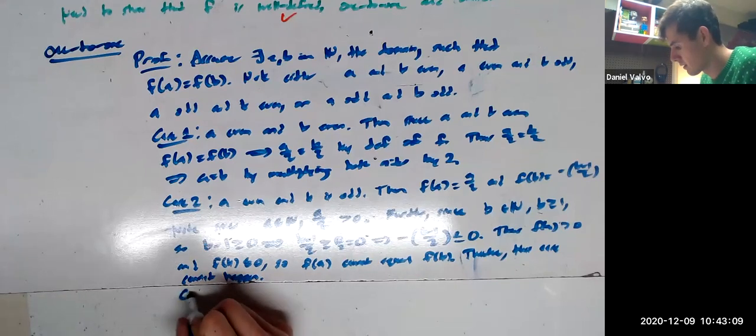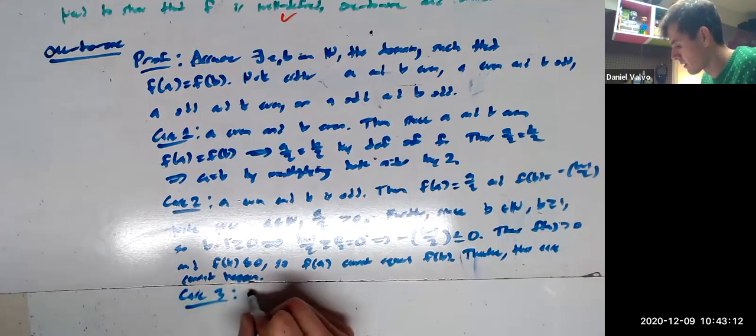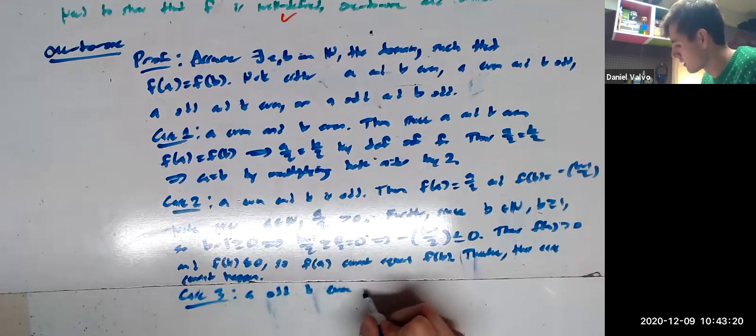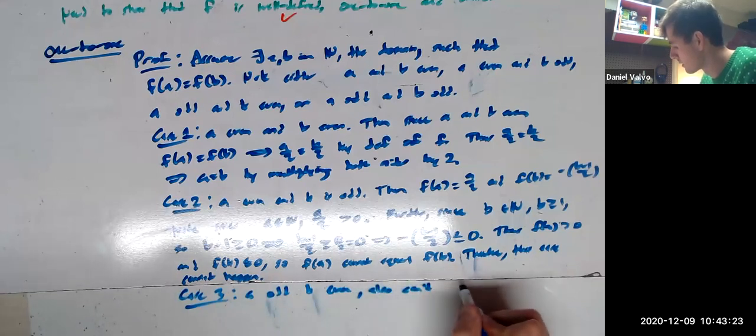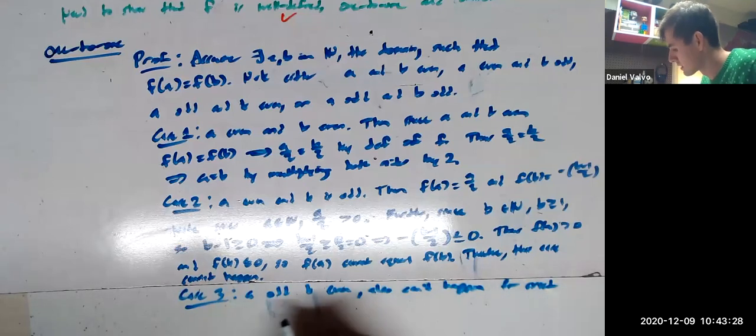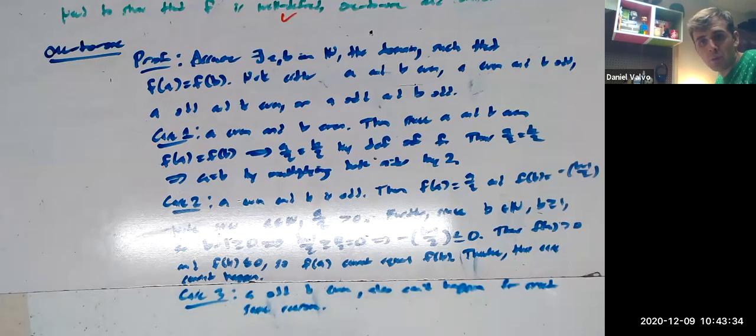Case 3, A odd, B even, also can't happen for the exact same reason. It will literally be the same logic if you just replace A and B. Do not write this on your final or anything like that. Actually do the logic. I'm trying to save you and me some time here. It'll be literally the exact same logic I wrote down, just replacing A's and B's. So just know it's the same logic, and you can do it by following the same idea.